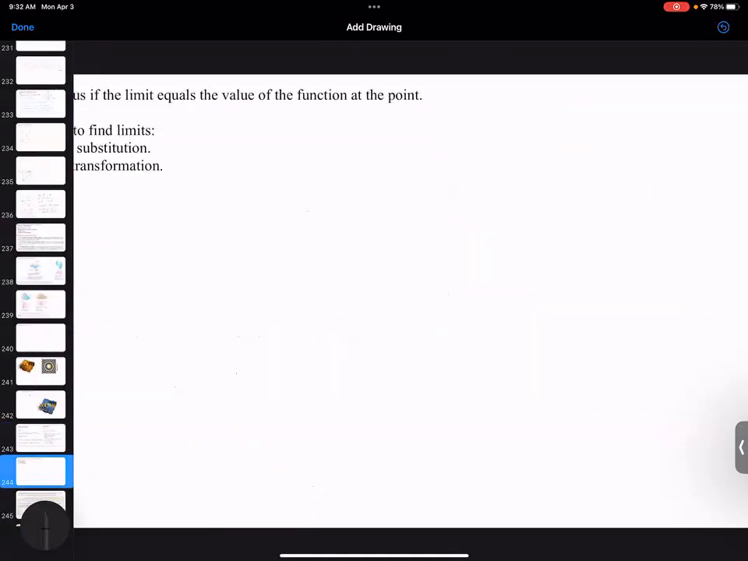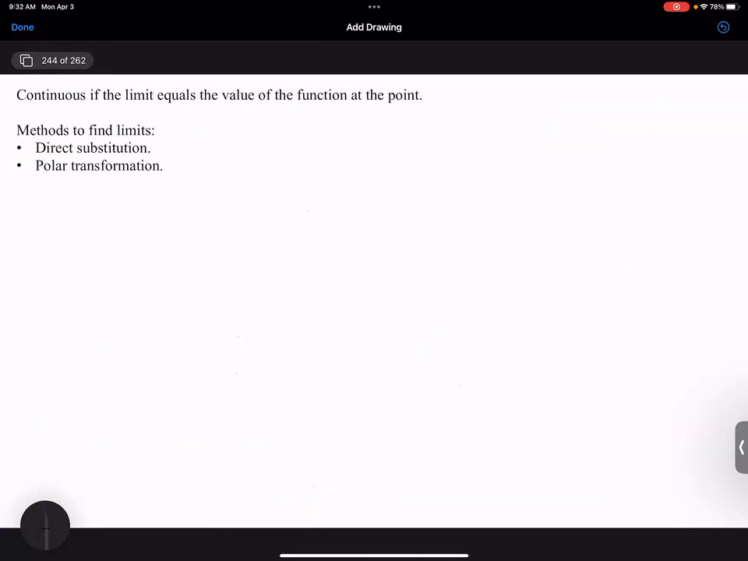Okay. So the next one is, how do we find limits? A lot of times we can do things by direct substitution. So for example, if I give you the limit as xy goes to 0, 0 of x squared plus e to the xy minus y over xy plus 2, how would we solve it?